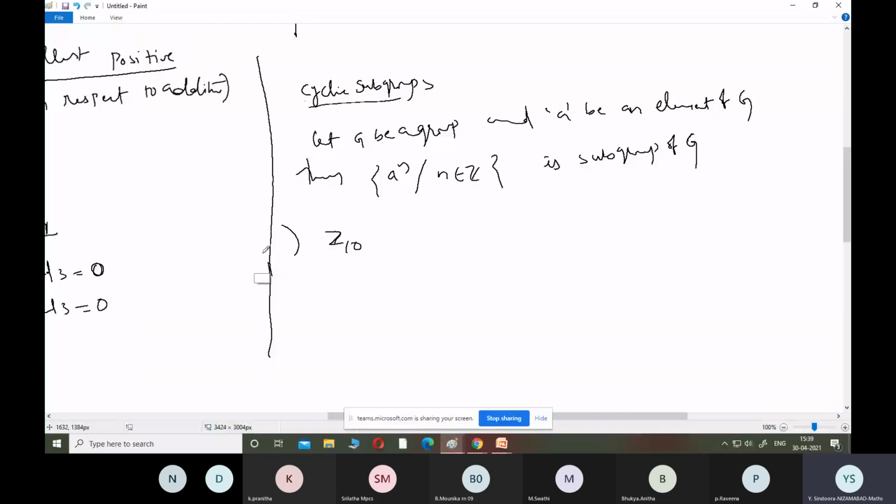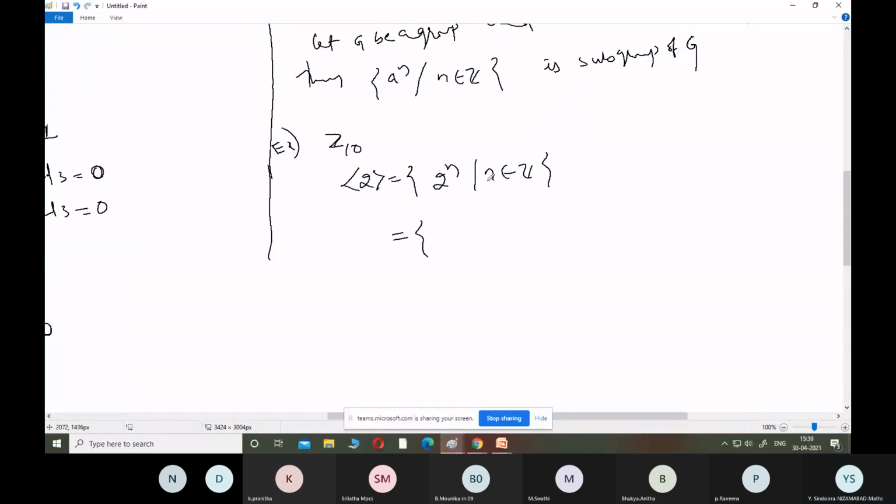If I take Z10, and I'm talking about cyclic group of 2, what is cyclic group of 2 here is 2 power n such that n belongs to Z. So n belongs to Z, so 2 power 0, 2 power 1, 2 power 2, 2 power 3, 2 power 4, 2 power 5, and so on. What is 2 power 0 for us? 1, madam.